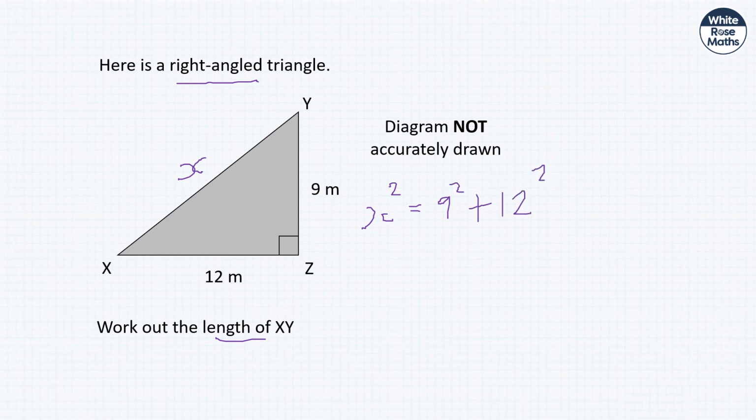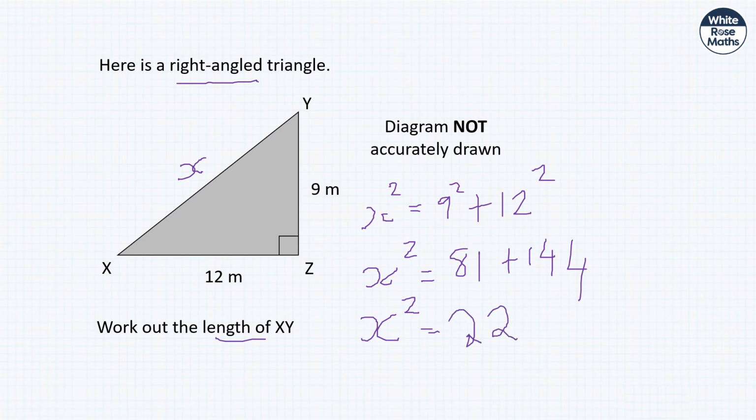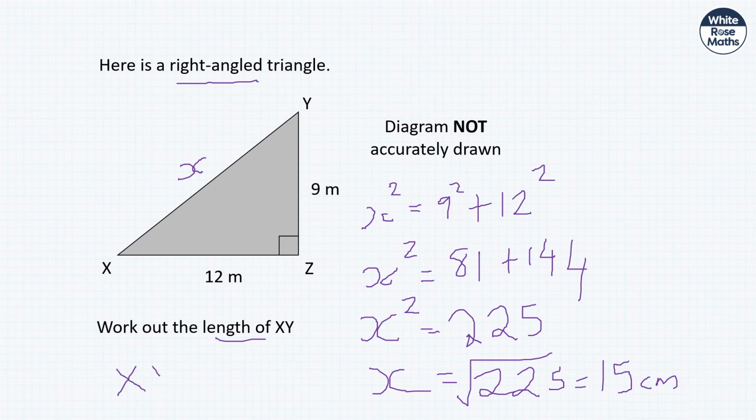Okay. X squared is going to equal 81 plus 144. So x squared is going to equal 225. X is equal to the square root of 225, which gives you the answer of 15. So the length of XY is 15 centimeters.